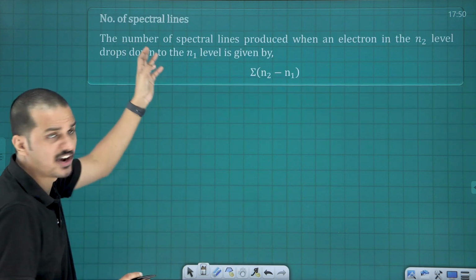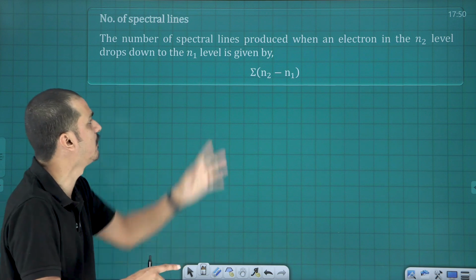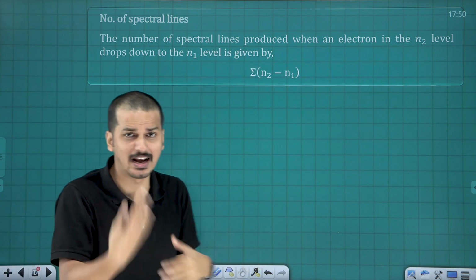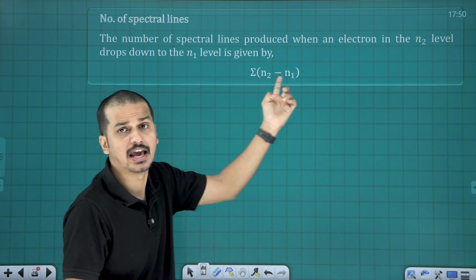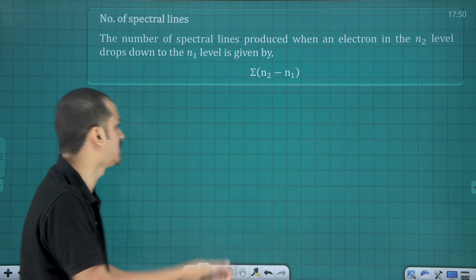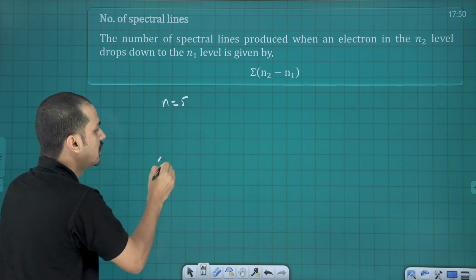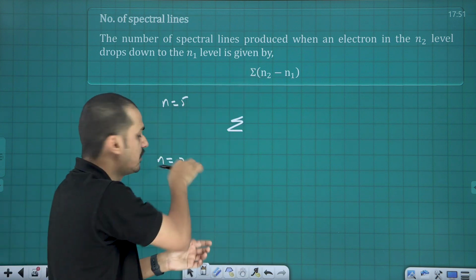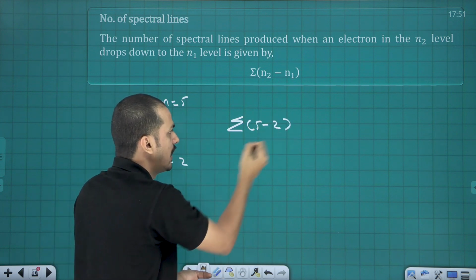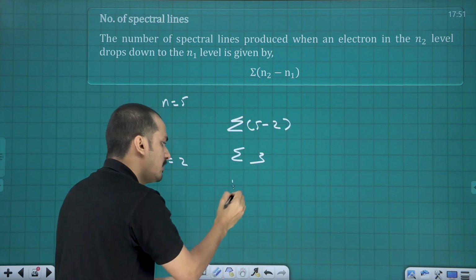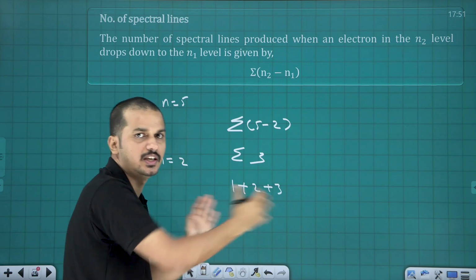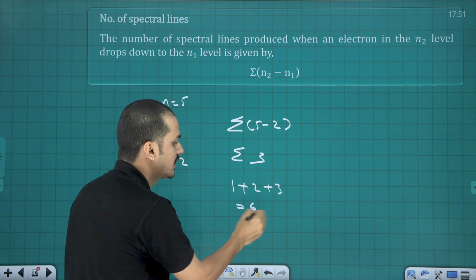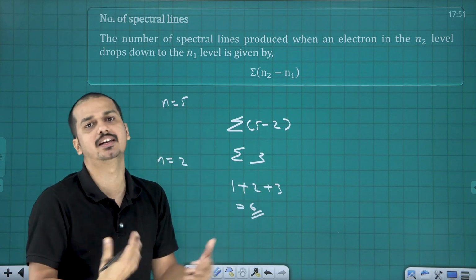Then again, you can find out the number of spectral lines. If the electron is jumping from n2 to n1, then the total number of spectral lines is sigma of (n2 minus n1). Suppose the electron is jumping from n equal to 5 to n equal to 2, how many spectral lines are possible? You can simply put the values here. From 5 to 2 means 5 minus 2, which is sigma of 3. Sigma of 3 means 1 plus 2 plus 3. Up to 3 you have to add the numbers continuously. 1 plus 2 is 3, 3 plus 3 is 6. Total 6 lines are possible. Like that, that is the idea you need.